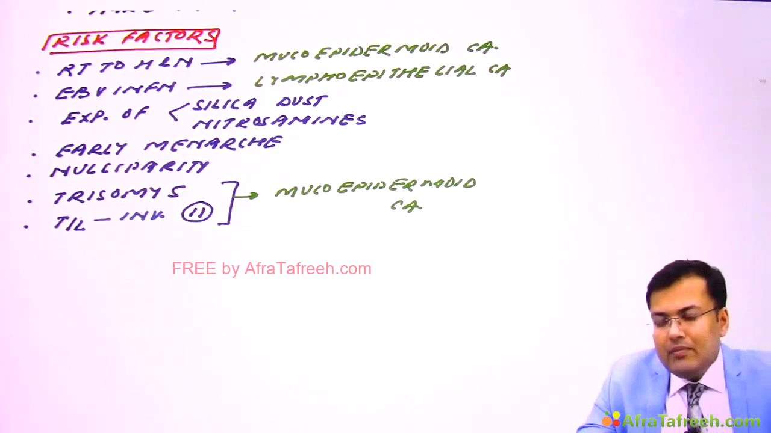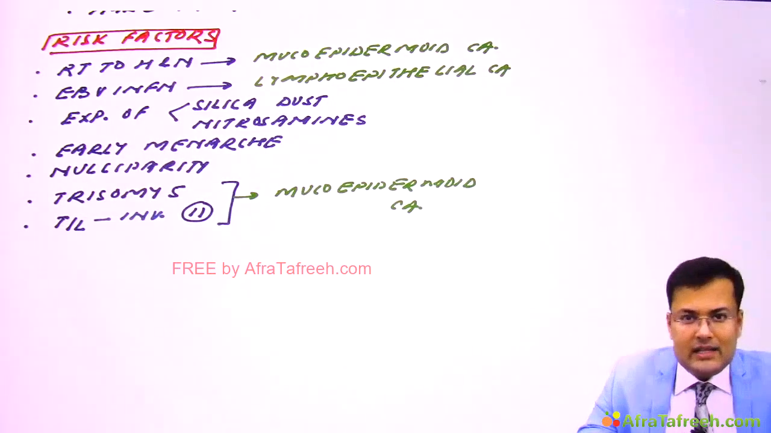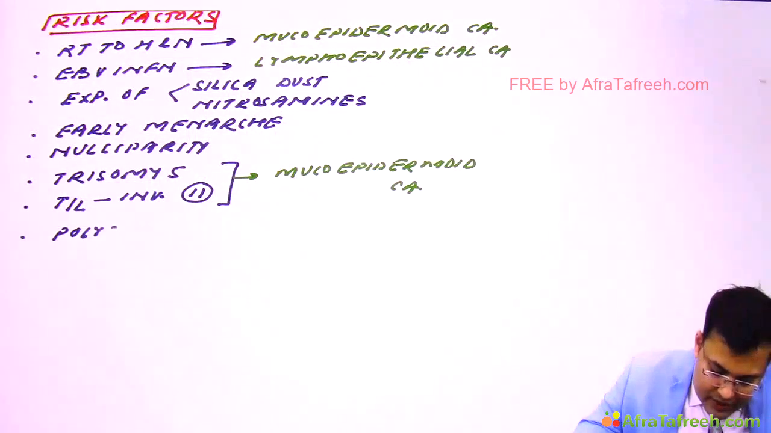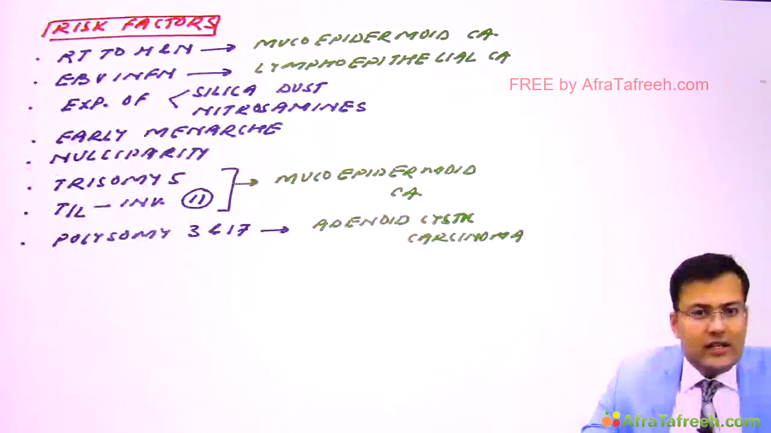Polysomy 3 and 17, these are risk factors for adenoid cystic carcinoma. Clear? Adenoid cystic carcinoma. So this is the list of risk factors for salivary gland tumors.